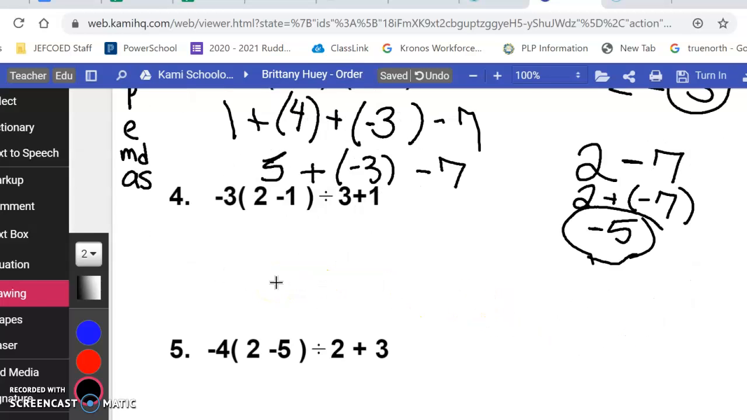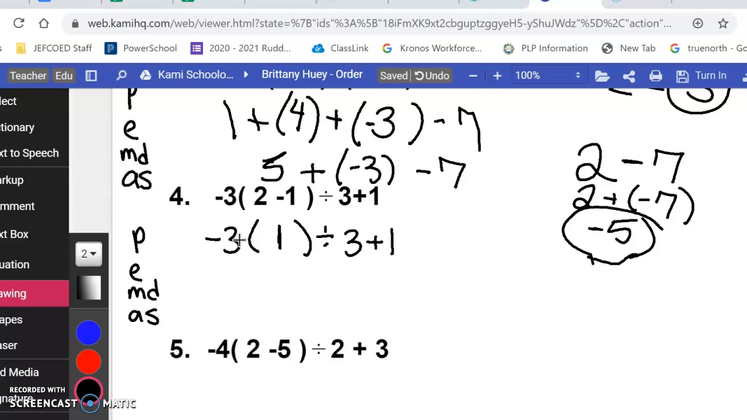Not too bad. We only got 2 more to go. We got this, guys. Alright, yet again, parentheses, exponents, multiply and divide, add and subtract. So we have some parentheses here. Let's do those first. 2 minus 1, 1. Alright, I'm going to bring everything else in that problem down.